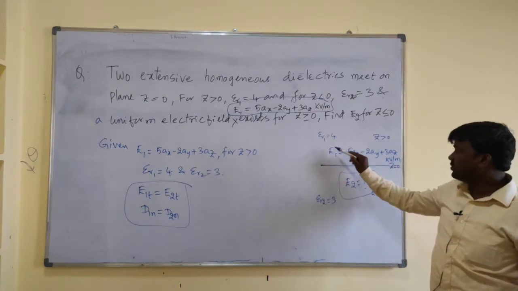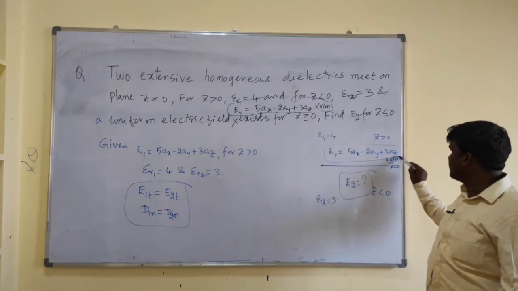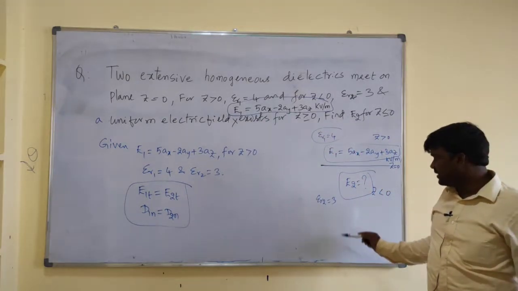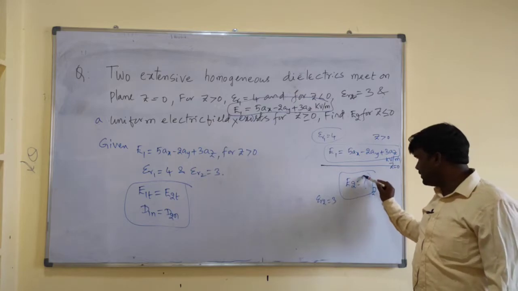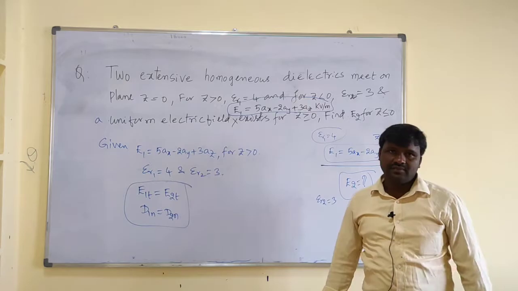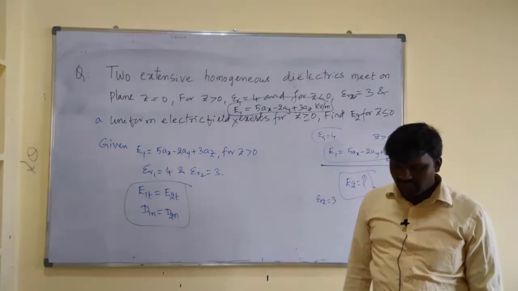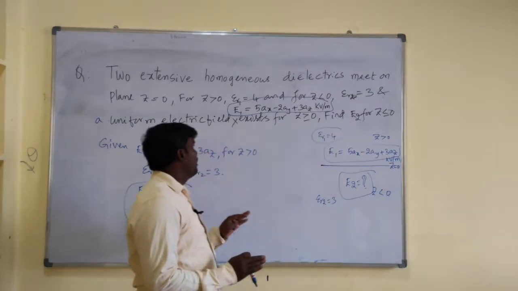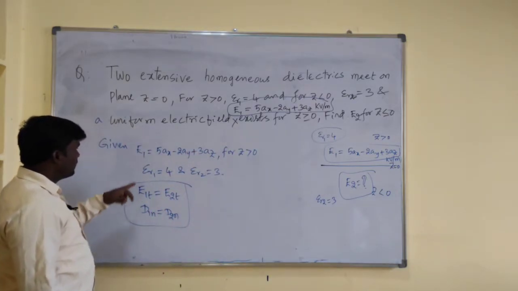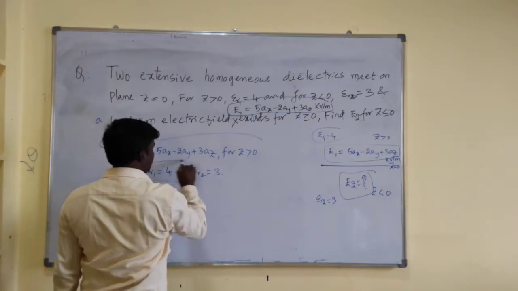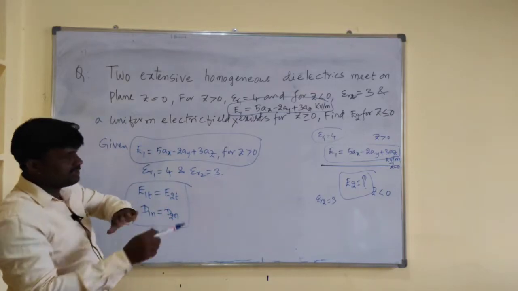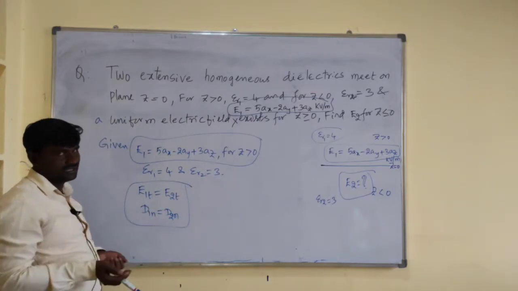For z greater than 0, E1 is like this with epsilon r1 as 4. Find E2 for z less than or equal to 0. So, we need to determine the electric field in the second medium with epsilon r2 as 3. By using boundary conditions, we can determine the field on either side if we know the field on the other side. So, here we have E1 for z greater than 0. We can determine E2 for z less than 0 by using the boundary conditions.